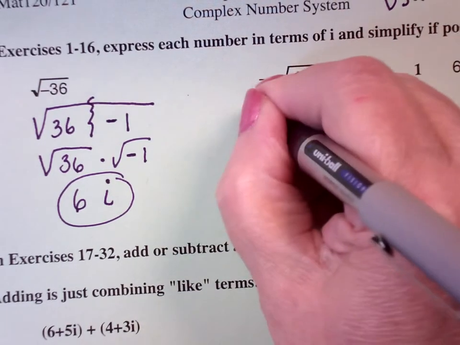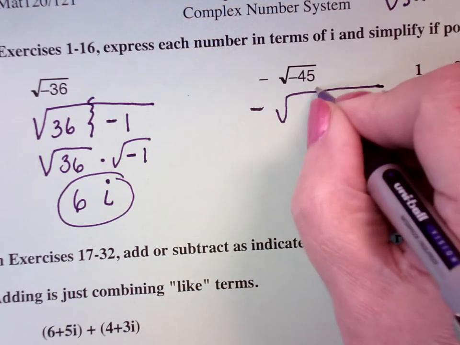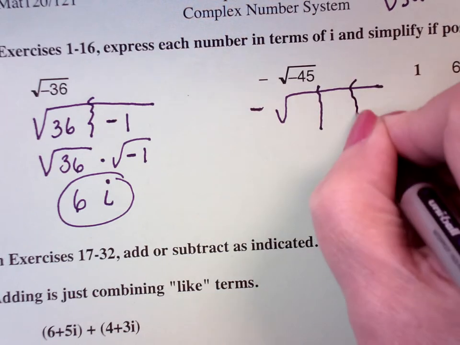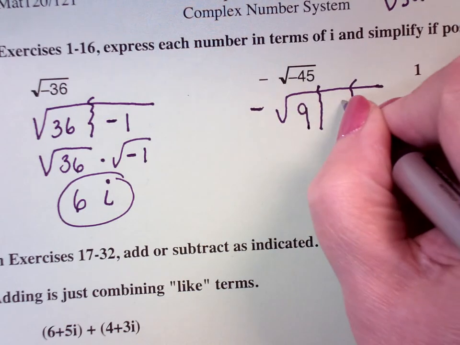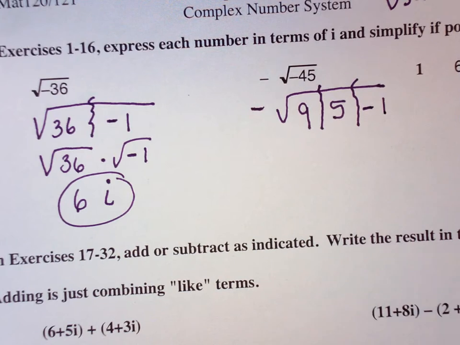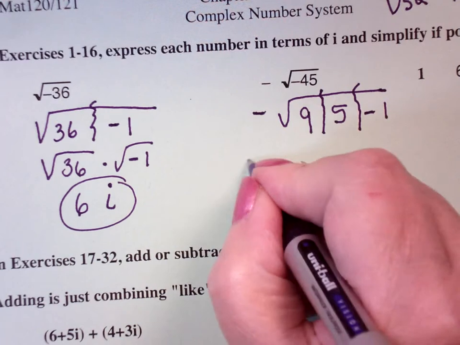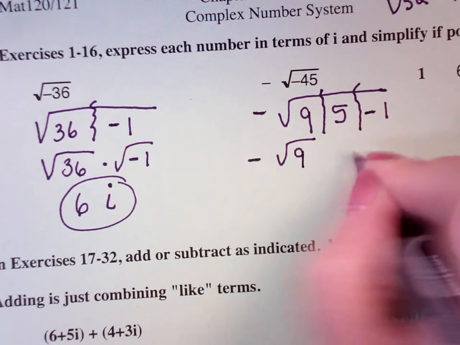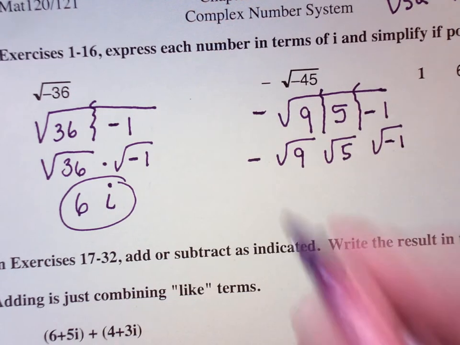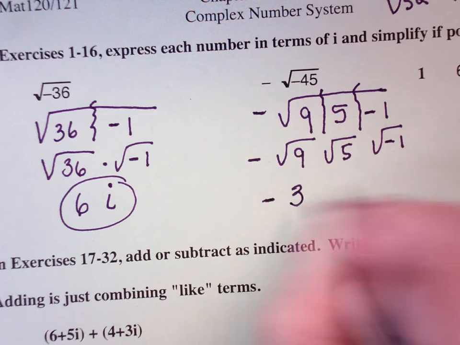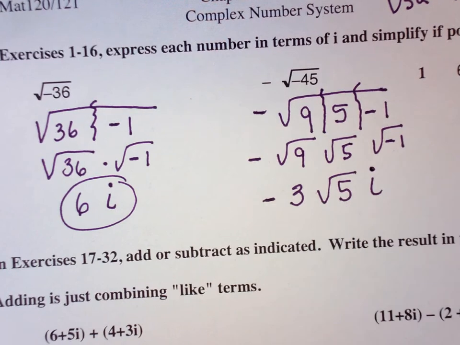So this is the opposite of the square root of 45. Now 45 is not a perfect square, so this is going to be breaking into 3 pieces. It's going to be 9 is the square, 5 is the leftover, and -1. So this is the opposite of the square root of 9 times the square root of 5 times the square root of -1, which is the opposite of: square root of 9 is 3, square root of 5 is the square root of 5, square root of -1 is i.